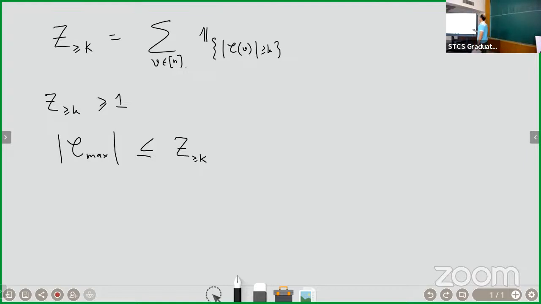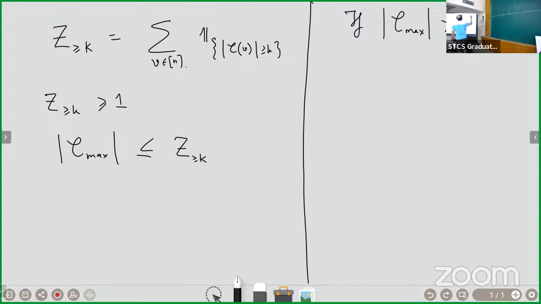You're saying if the size of C max is greater than Z, then Z_k should be zero. Why is this true? It means I have chosen a k which is greater than the size of the largest cluster. Okay. And beyond that, there is no cluster. So, okay.